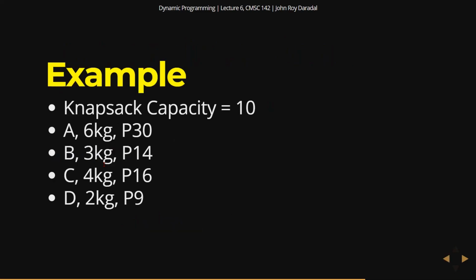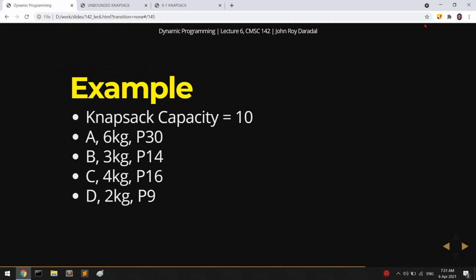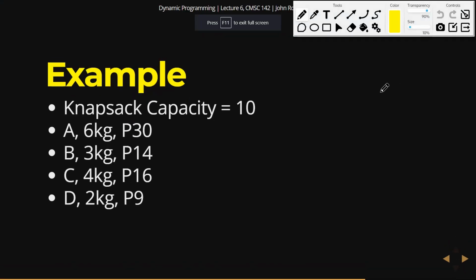Okay, so let's see an example scenario wherein the knapsack capacity is 10 kilograms and there are 4 types of items, A, B, C, D, with their respective weights and their values. So if it was unbounded, what would be a solution if it was unbounded? What are the possible solutions wherein you could reach 10 kilograms and have the maximum value?